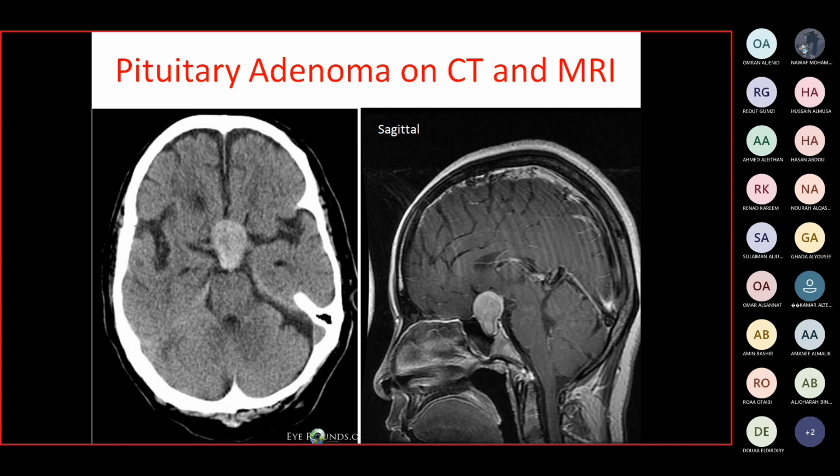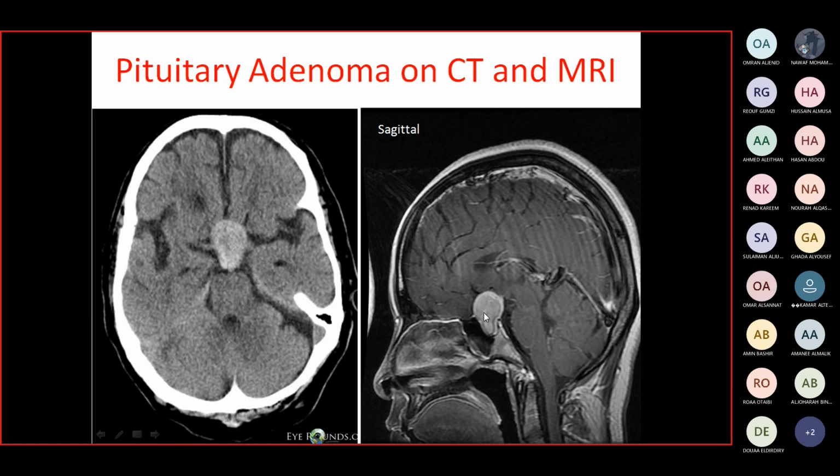In CT, the bone will be hyperdense, and in MRI the bone will be hypointense. In MRI, don't say hyperdense. The term in MRI is hypointense, or no signal, totally black. In the CT, it is hyperdense. We use the term density for CT, but intensity for MRI.